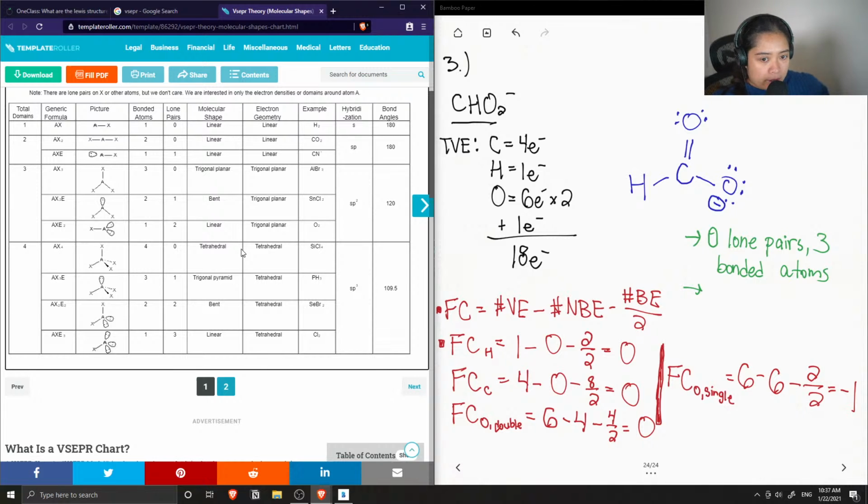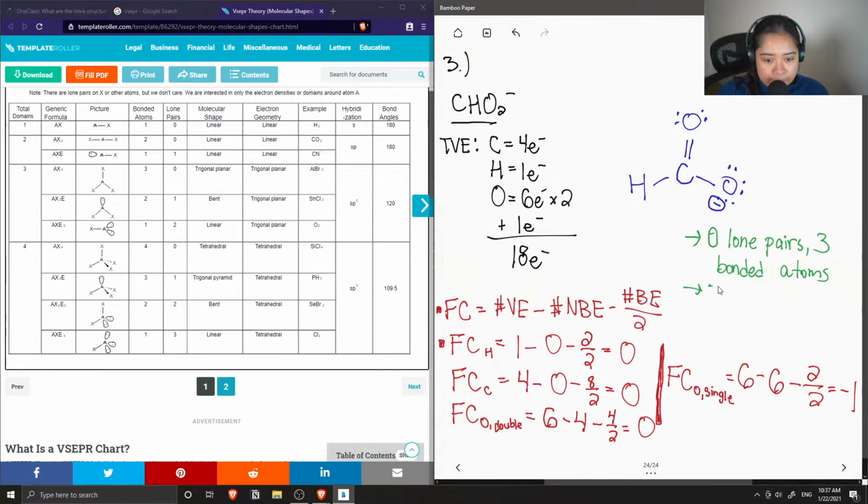So when our central atom has 3 bonded atoms and 0 lone pairs, you can see it has a trigonal planar molecular shape and electron geometry. I'm just going to write trigonal planar. You can see that our carbon is sp2 hybridized, and the bond angles in between atoms are around 120 degrees.